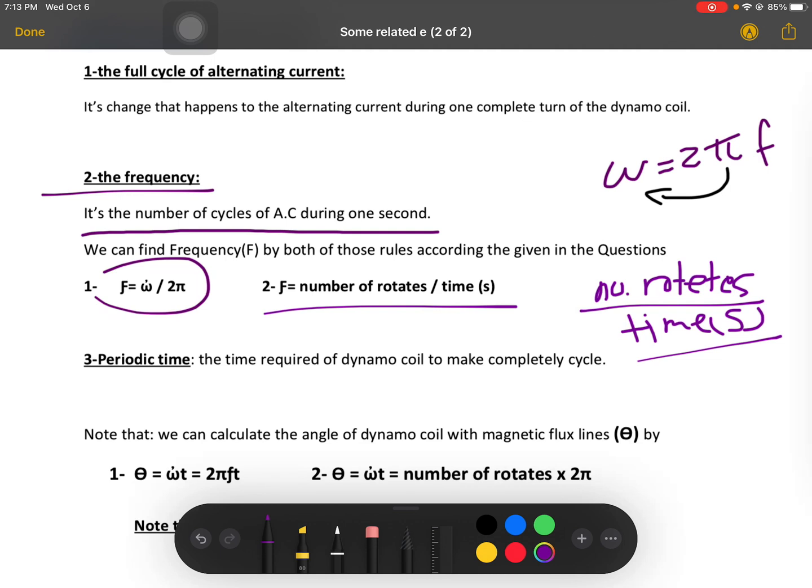Okay, periodic time is the time required for the dynamo coil to make a complete cycle. If the dynamo coil rotates to complete one rotation, it takes a certain time. This certain time is called periodic time. Okay, these are some related expressions, and you have to understand them, because you may get some equations asking whether they are right or wrong or complete. Take care that you understood it.